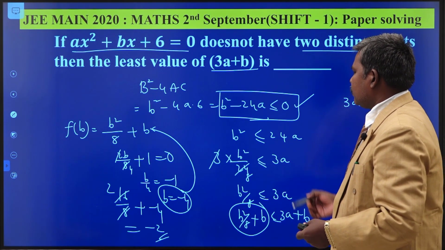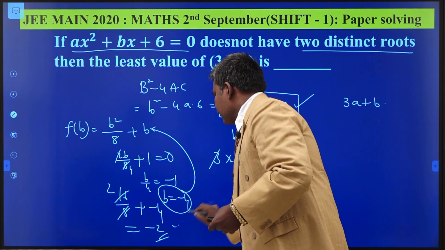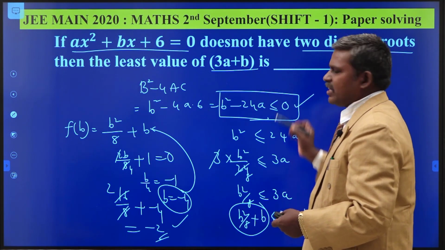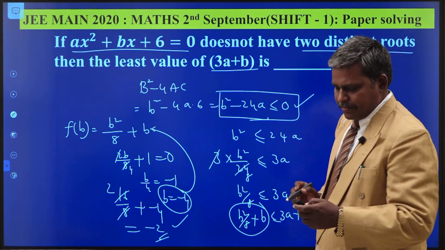Okay, less than or equal to. From that you calculate the minimum value of f of b as minus 2. So the minimum value of 3a plus b is minus 2. Okay.